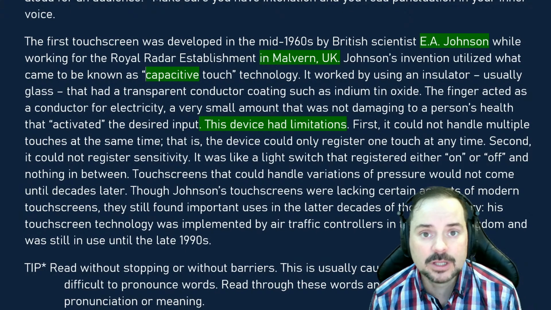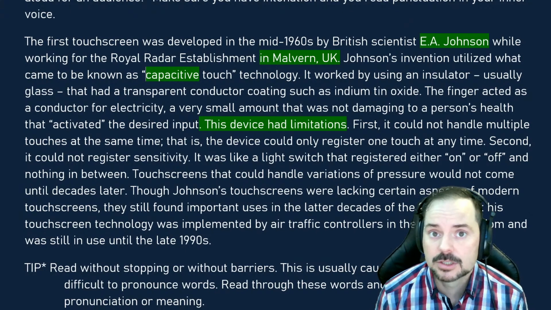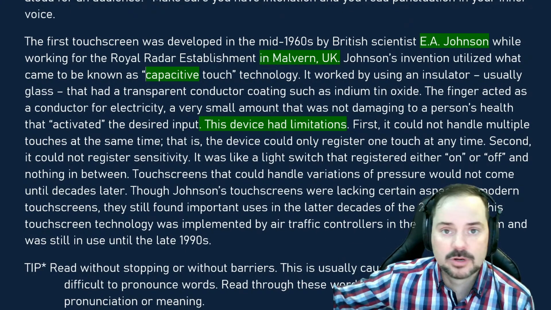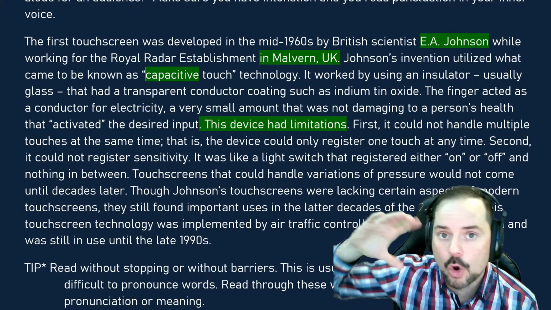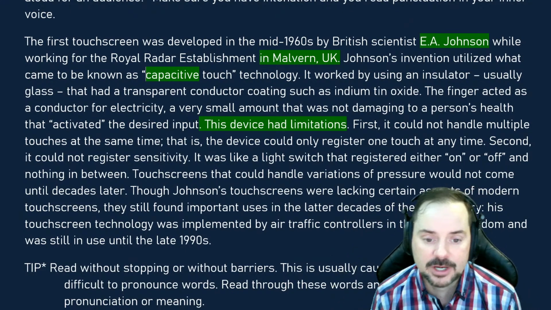Now, in the real IELTS, if you see new words, just read through them. Don't worry about the pronunciation. Don't worry about the meaning. Just read through so that you can get the overall meaning of the paragraph.